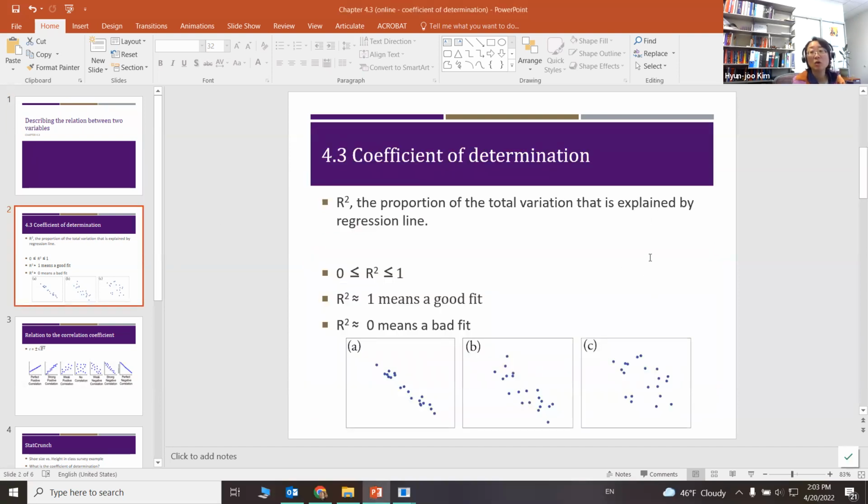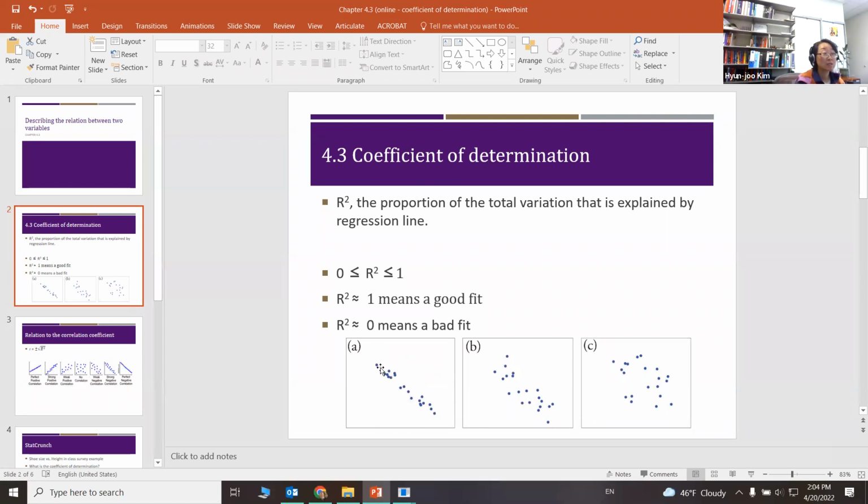Let's look at these three scenarios at the bottom of the slide: scenario A, B, and C. As you can see, all of them have a downward relationship. If you find the fitted line, all three are probably about the same line. But how can you describe the difference between these three scenarios?